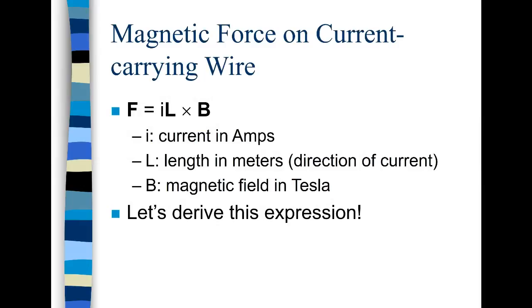Okay, so this is the equation for the magnetic force on a current carrying wire. And so of course F is force. L is actually the length of the wire, but it's acting as a vector in this case because it's incorporating the current direction. B is the magnetic field in Teslas.